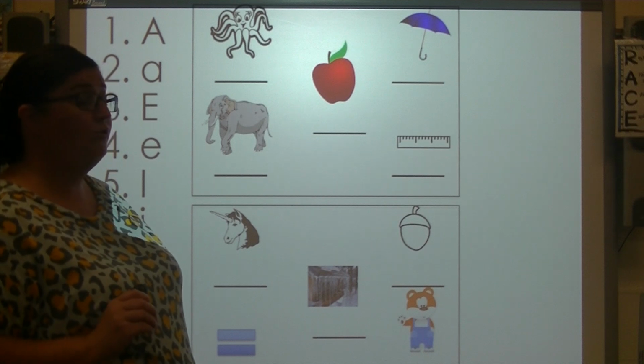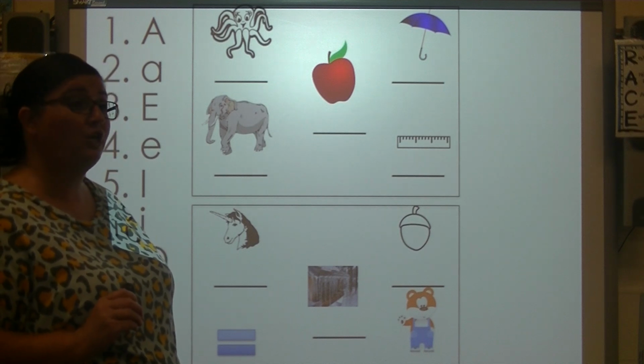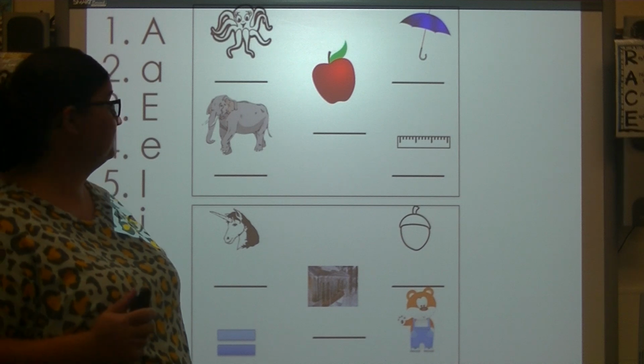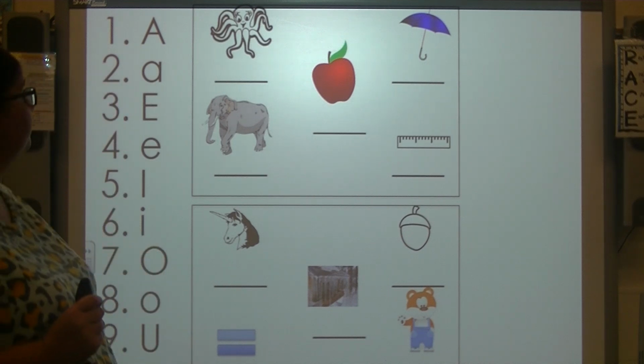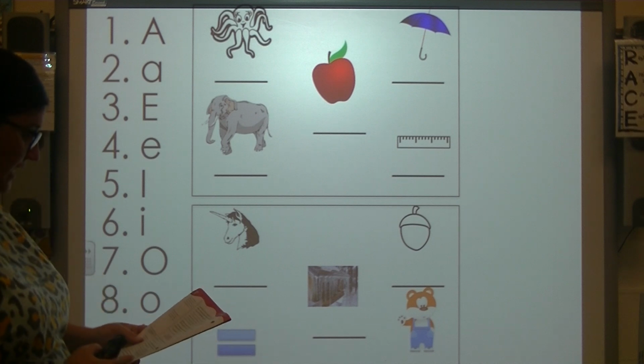Pause the video to do your work. When you're ready to check your work, you may press play. Okay, let's go over your work. All right, here we go.